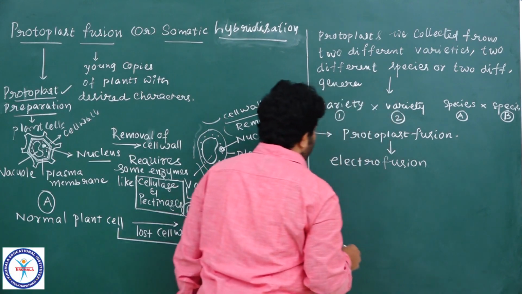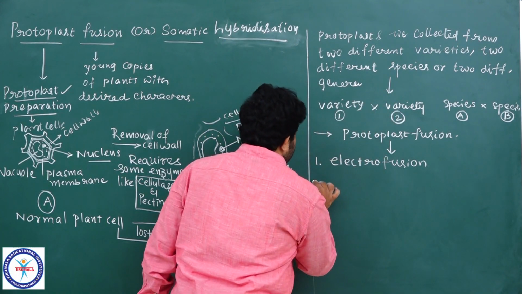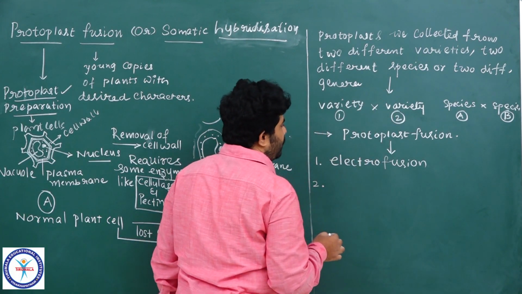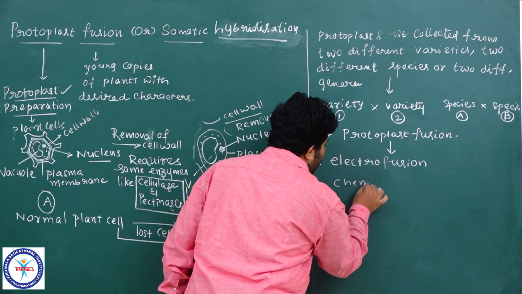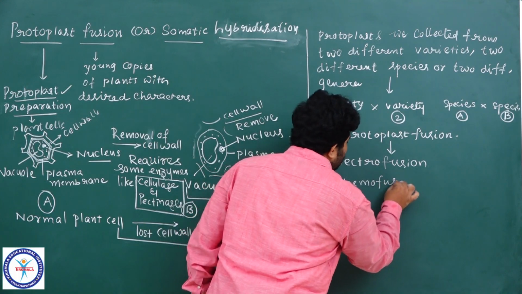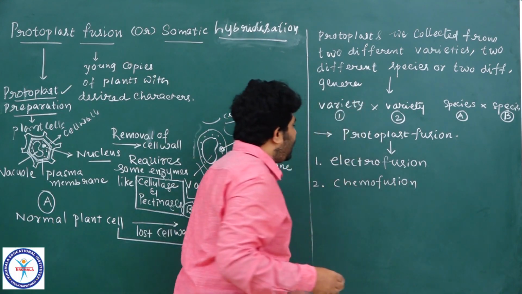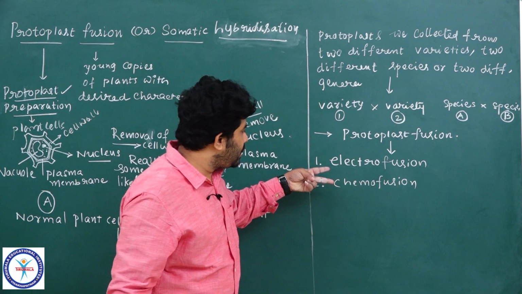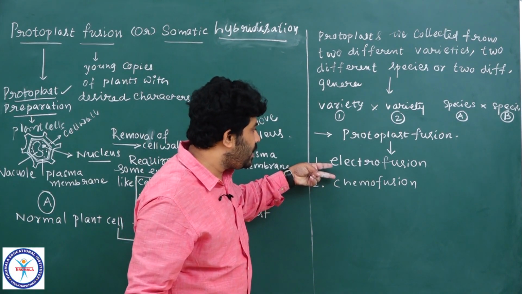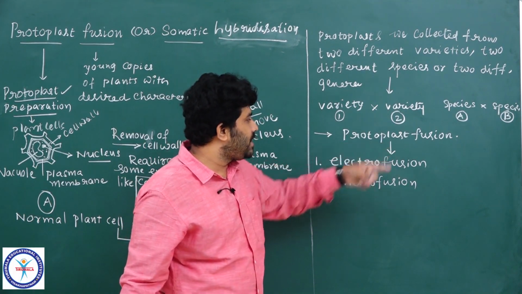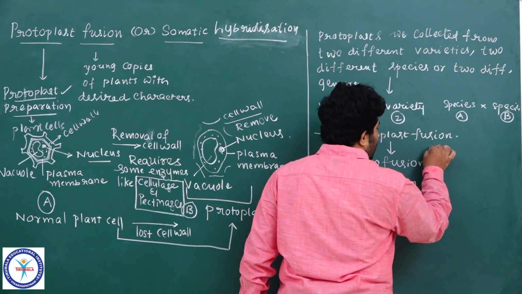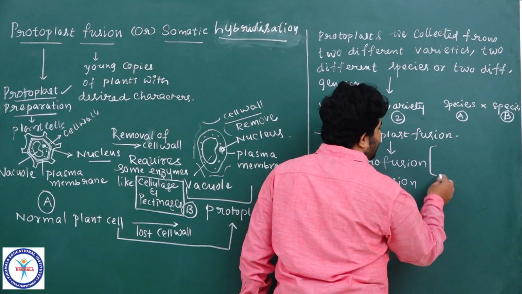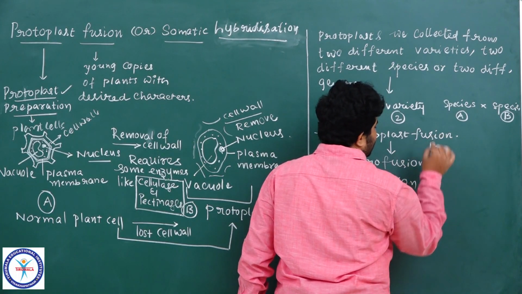Electrofusion, and the second method we follow to do protoplast fusion, that is chemofusion. Students, are you understanding? Here these two are the techniques we are using to do the protoplast fusion. First one is electrofusion. Electrofusion means what? We are just using some electrical sources.